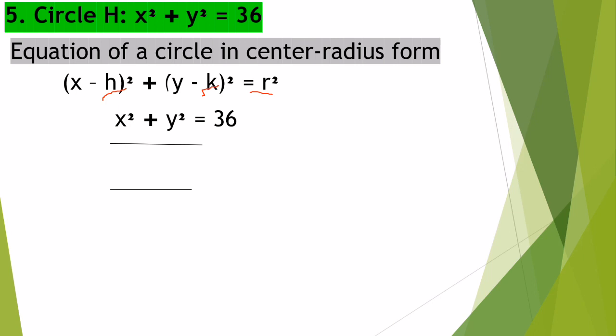Para matanggal ang exponent nito, ay maglagay tayo ng radical sign both sides. So, from left and right, meron na tayong square root of x squared plus y squared is equal to square root of 36. Since the radicand 36 is a perfect square, we can write it in exponential form. So, meron na tayong square root of x squared plus y squared is equal to square root of 6 squared.